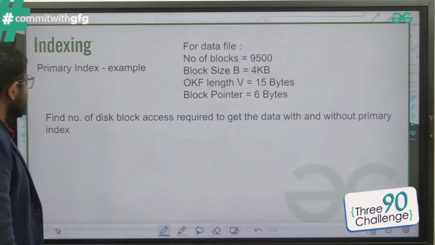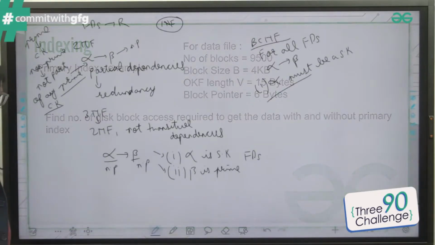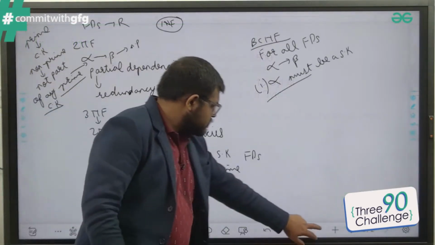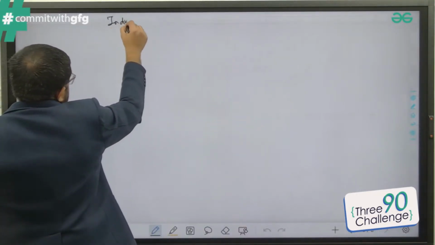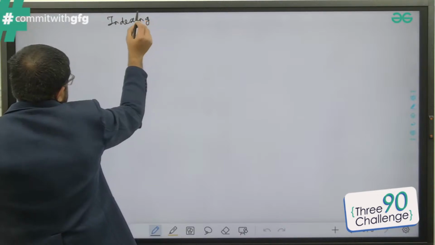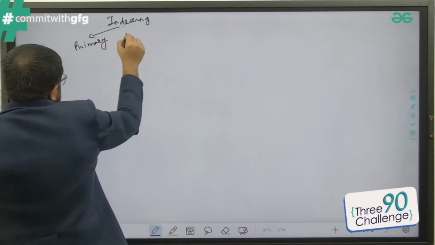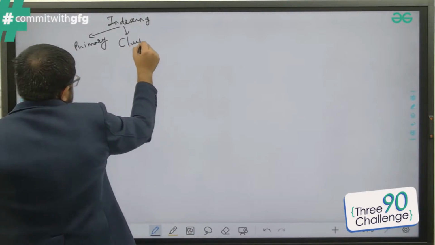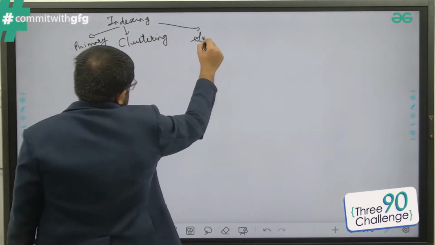Now we are coming to indexing. So I hope you know the basics. So basically, why do we do indexing? To make faster retrieval of data. Okay, and we study three types of indexing. One is the primary indexing, another is the clustering indexing, and third one is the secondary indexing.